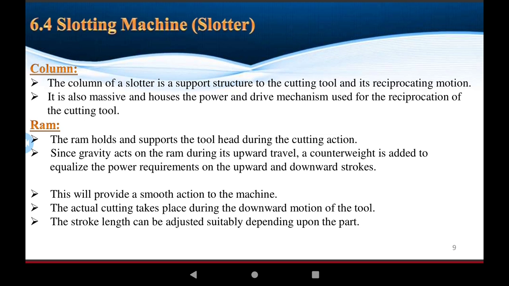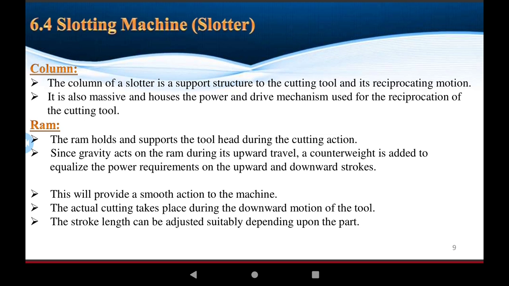Some parts of the machine are very strong, and the power required for the machine is very high, in kilowatts. The power is provided to the table motions and the slotter lever mechanism, which cuts the metals. The table moves the workpiece from one position to another and cuts the metals. This provides the smooth action of the machine.